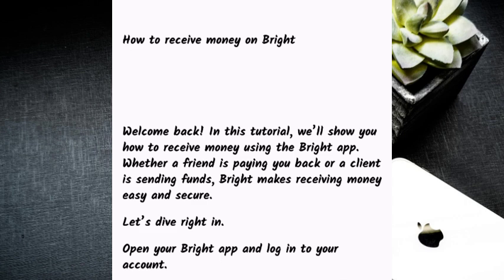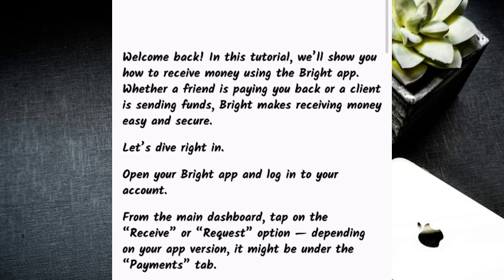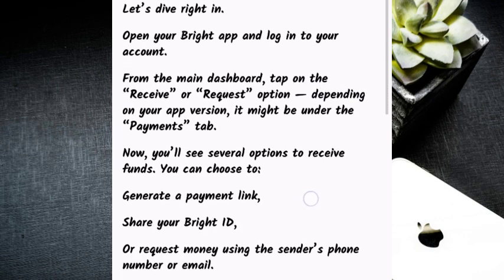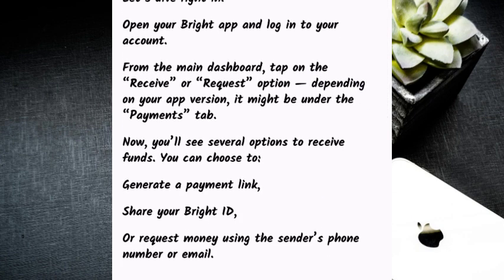In today's video I'm going to show you guys how to receive money on Bright. Whether a friend is paying you back or a client is sending funds, Bright makes receiving money easy and secure. So let's dive in. First, open the Bright app and log into your account using your credentials, and then from the main dashboard tap on the receive or request option. Depending of course on your app version, it might be under the payment tab.